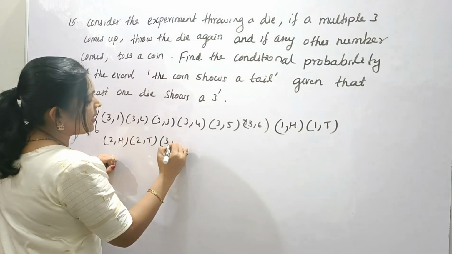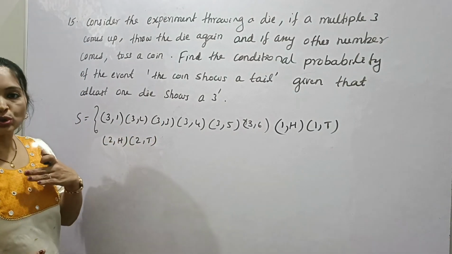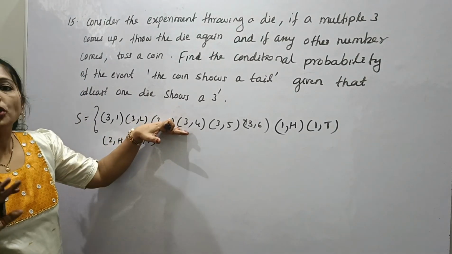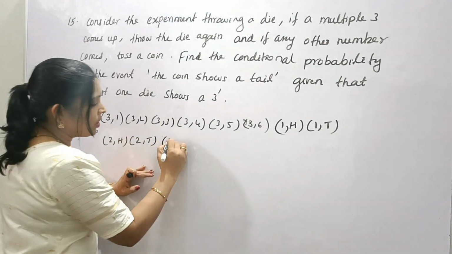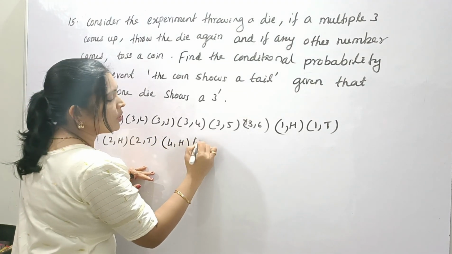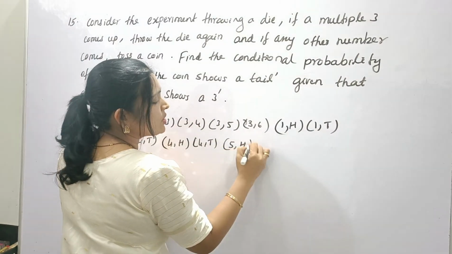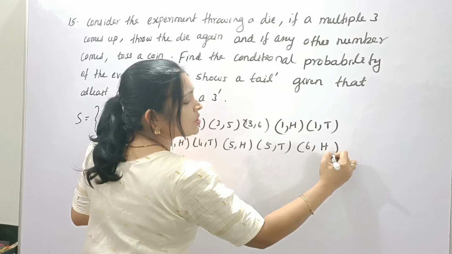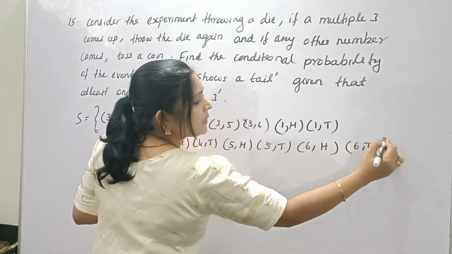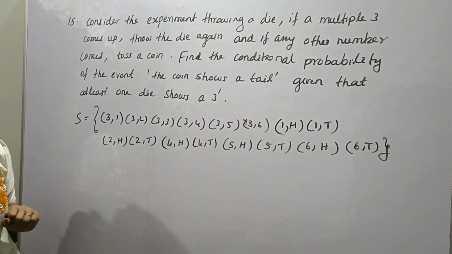Not 3, because if you get 3, you have to throw the die again, not toss the coin. So here 4H, 4T, 5H, 5T, 6H, 6T. So these are the possible outcomes of this experiment.